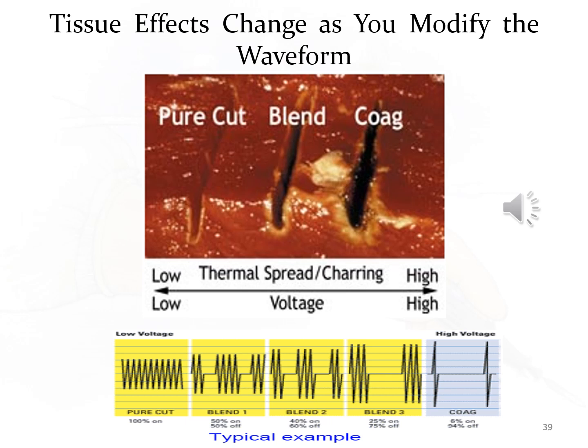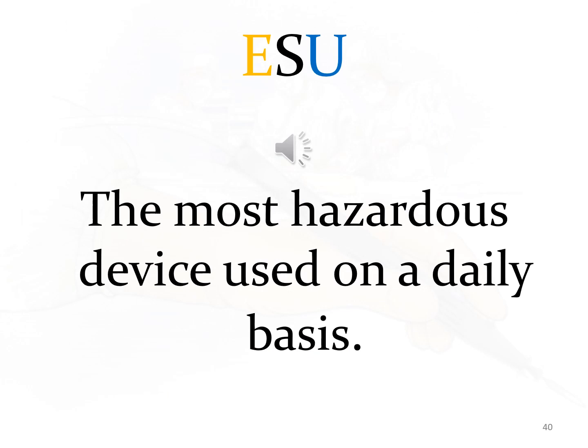A blended current is not a mixture of both cutting and coagulation current, but rather a modification of the duty cycle. As you go from blend 1 to blend 3, the duty cycle is progressively reduced. A lower duty cycle produces less heat. Consequently, blend 1 is more effective at cutting with minimal hemostasis, whereas blend 3 is less effective at cutting but has maximum hemostasis. ESU is the most hazardous device used on a daily basis.